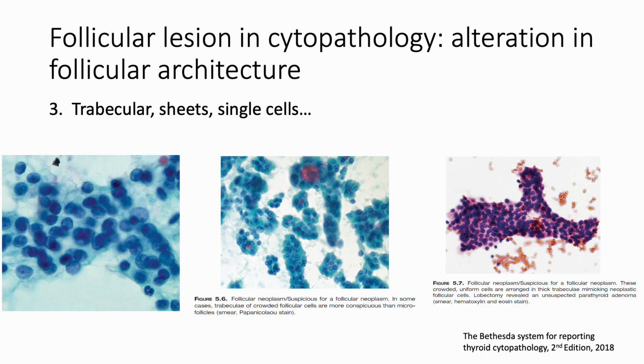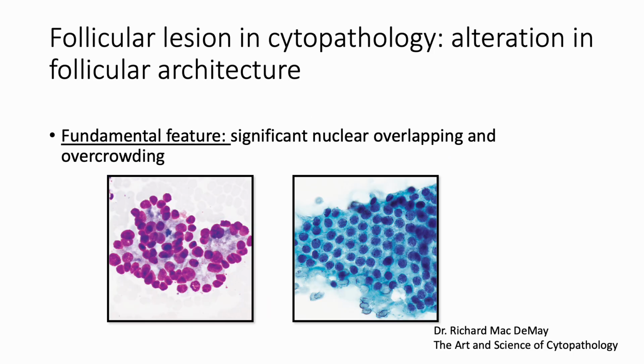Additionally, we can also see trabecular arrangements, small sheets, even single cells. In other words, the architecture is highly variable. But there's one common feature in these different architectures of follicular neoplasms: nuclear overlapping and crowding. This is the fundamental feature of follicular neoplasm in cytology. On the right, as we saw in the previous video, the normal follicular epithelium shows a clean, honeycomb arrangement, no crowding. On the left, the follicular lesion shows nuclei touching and overlapping, features of nuclear crowding.